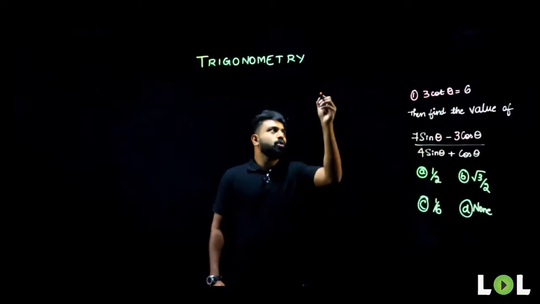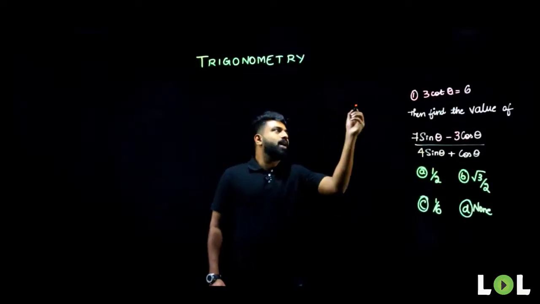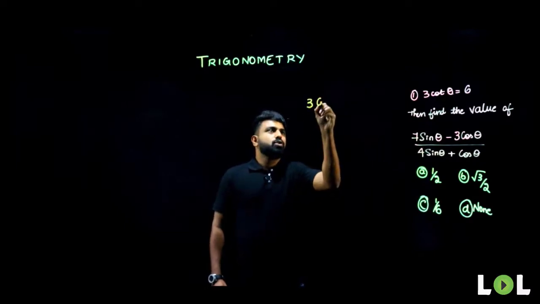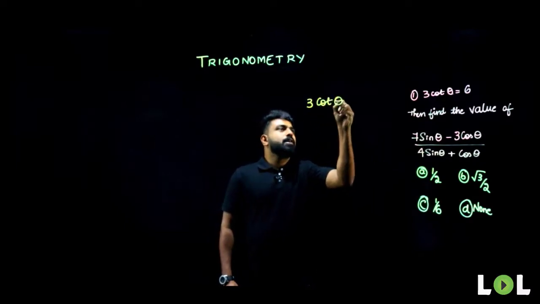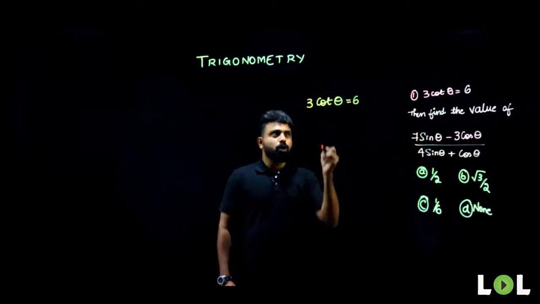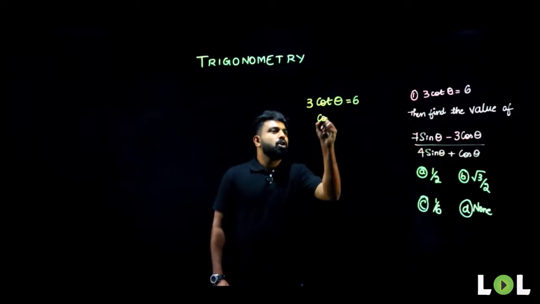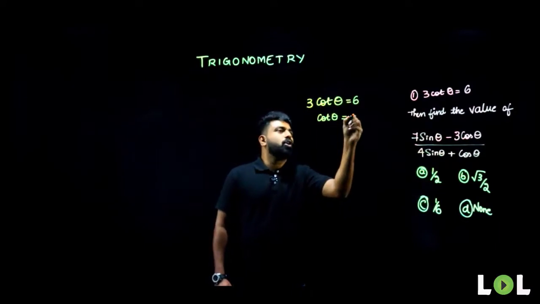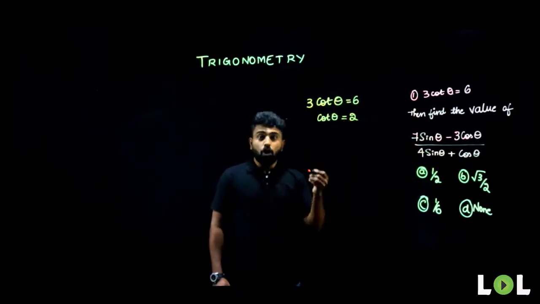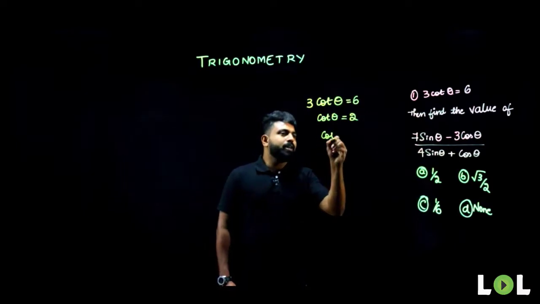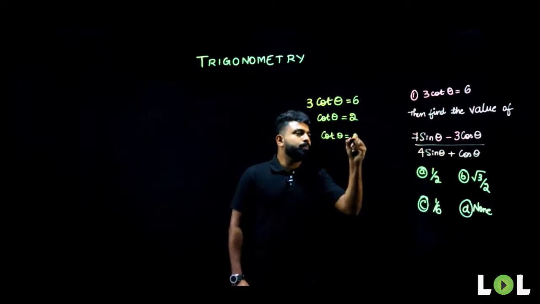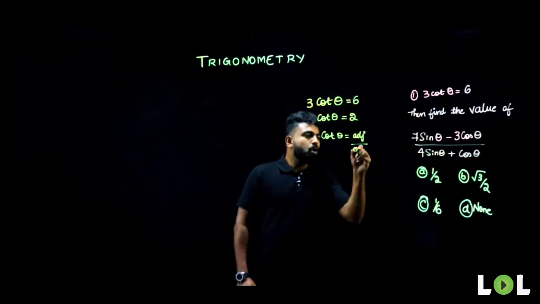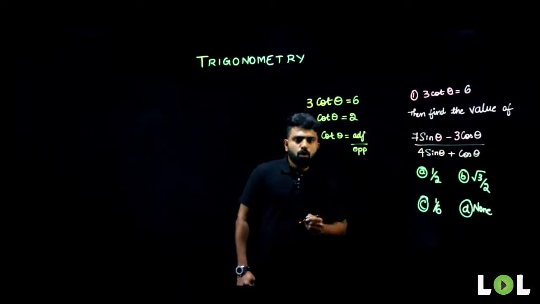We know that 3 cot theta is equal to 6. So what will be the value of cot theta? Cot theta will be 6 divided by 3. So the value of cot theta will be 2. But we all know that cot theta is equal to adjacent by opposite.